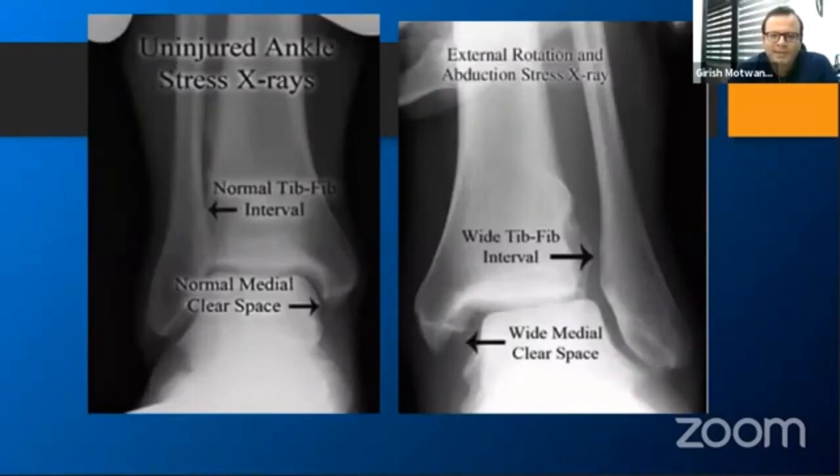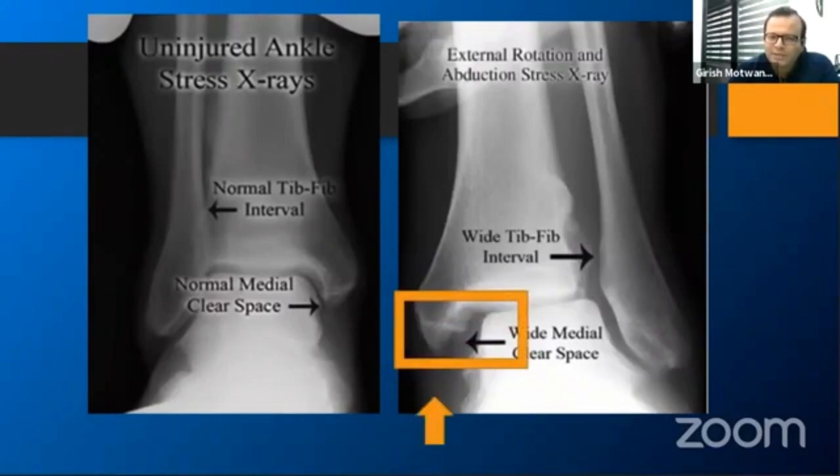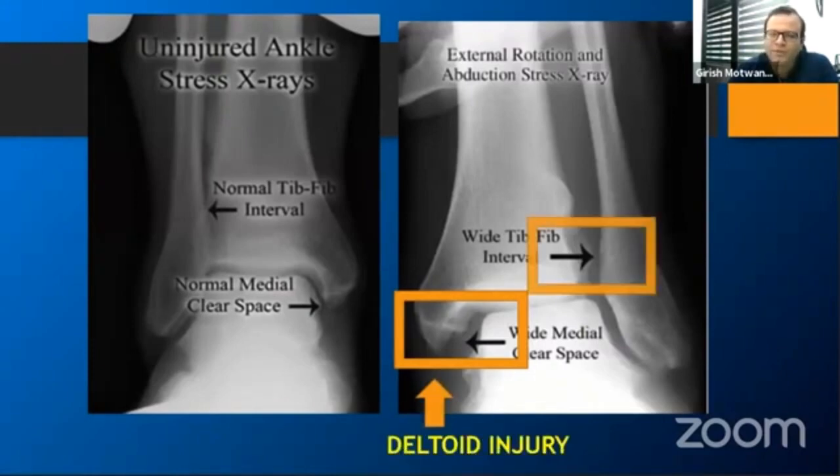Again, a few last slides. Here you can look at the normal X-ray on the left and the injured stress X-ray. And look here, it is a widened medial clear space suggesting a deltoid injury. Also, there is an avulsion fracture, which makes everything sure that it is a deltoid injury. And also, there is a widening of the tibiofibular clear space, which suggests an associated syndesmotic injury as well.